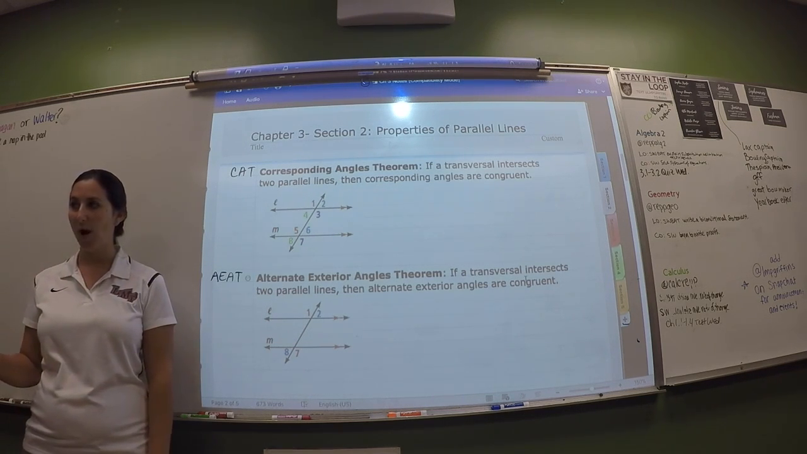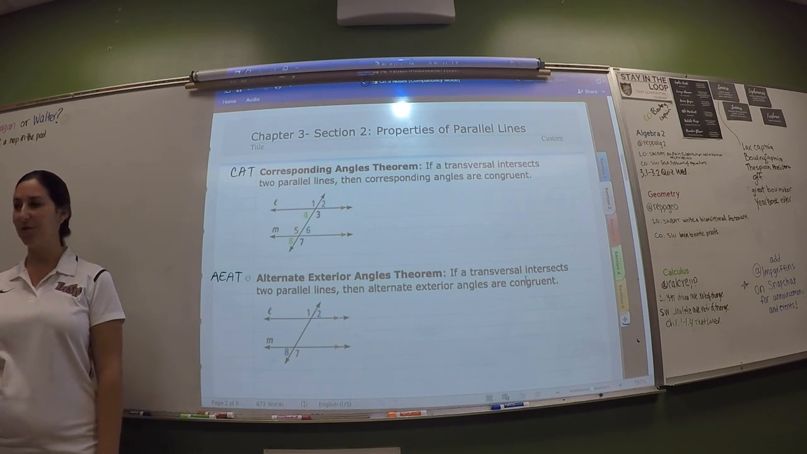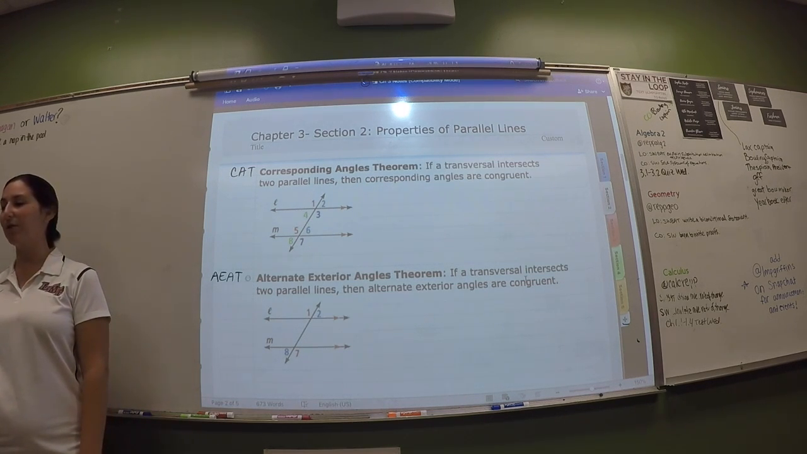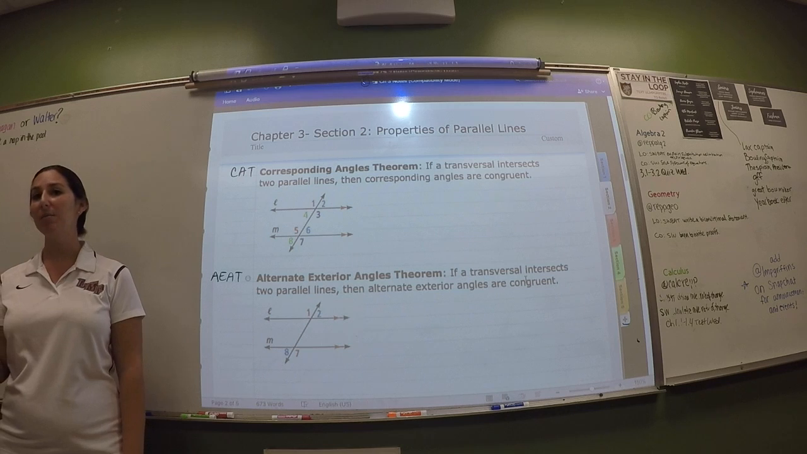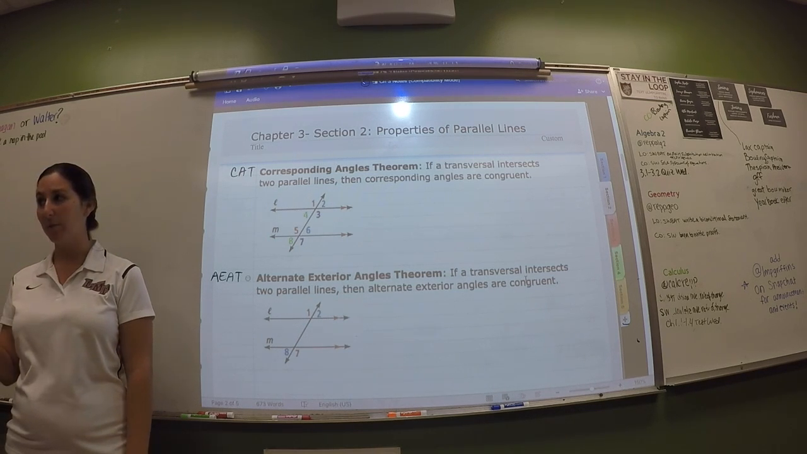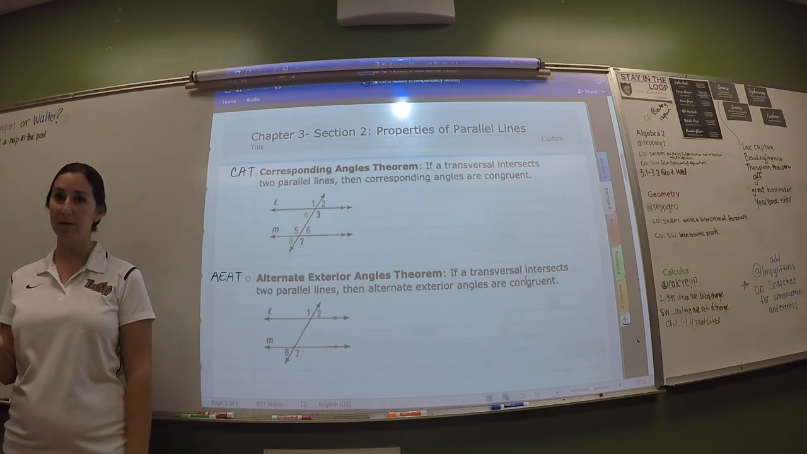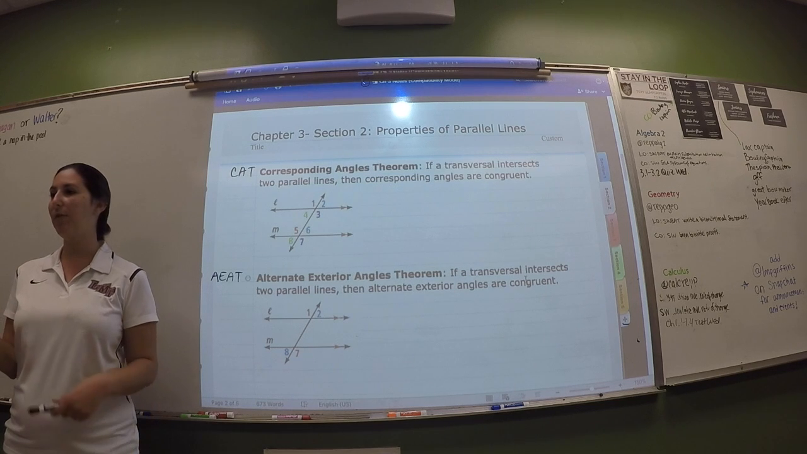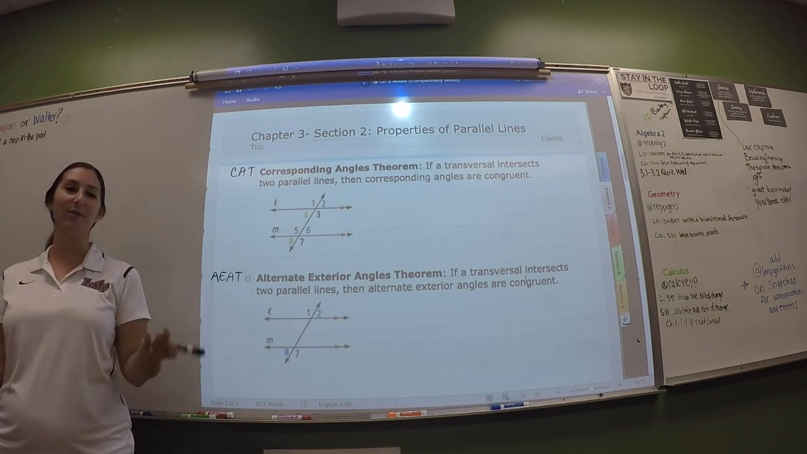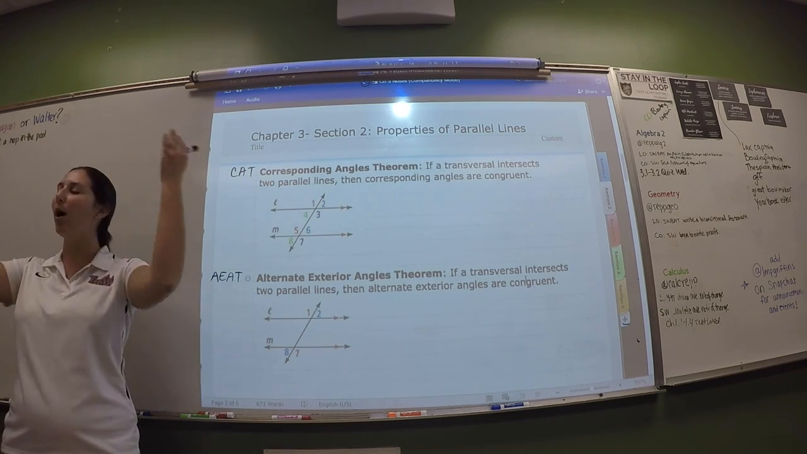So one more time. Alternate interior, alternate exterior, and corresponding angles are going to be congruent. Same side interior and linear pair things will be supplementary. So the theme of the day is stuff's equal or stuff's supplementary in the broad picture.